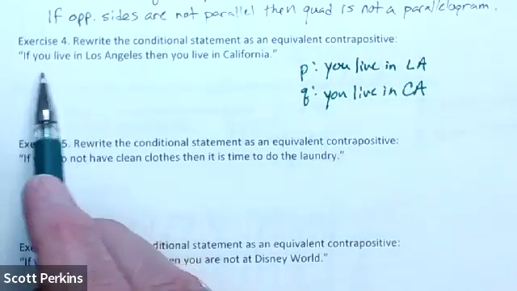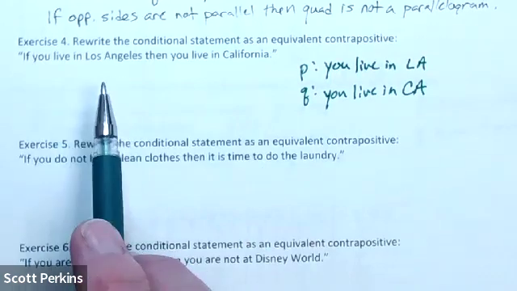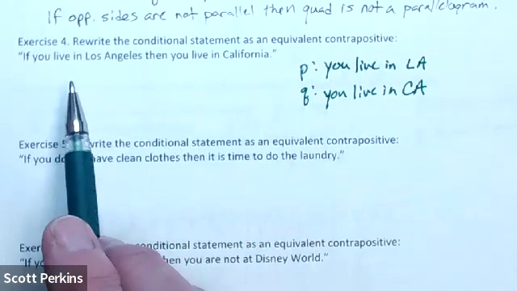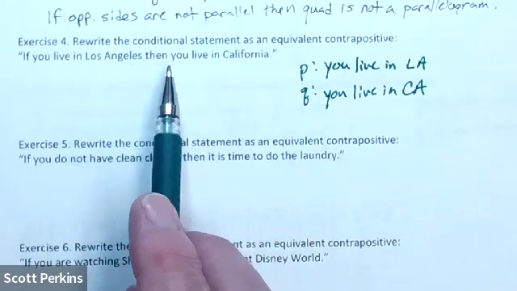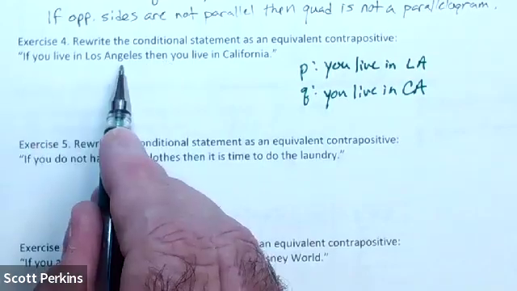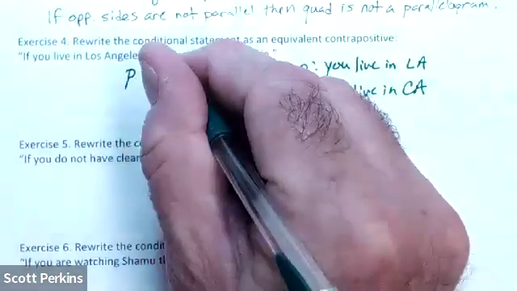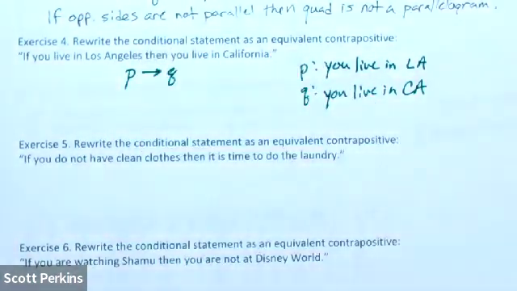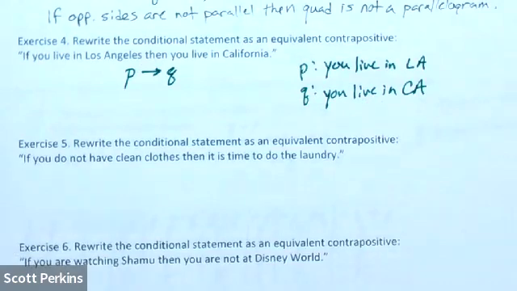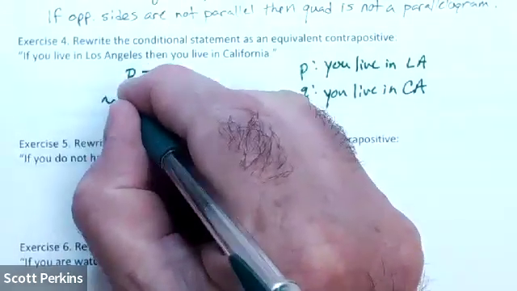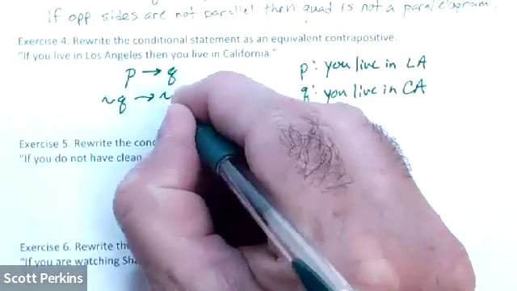So the original statement, again, this one's just like the previous one. That way you have the ability to write it down, and writing leads to remembering. So if you live in Los Angeles, P, then you live in California, Q. If P, then Q. Same thing as last time, we're going to form the contrapositive. The key learning here today is that the contrapositive means negating and flipping the order. So that's going to be squiggly Q, then squiggly P.